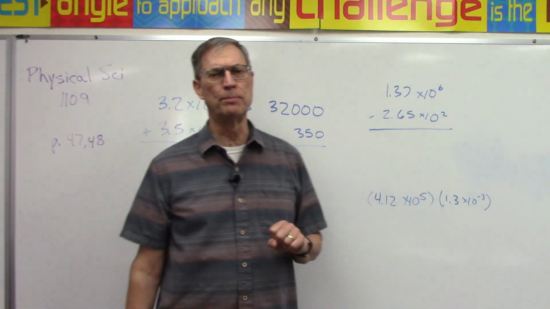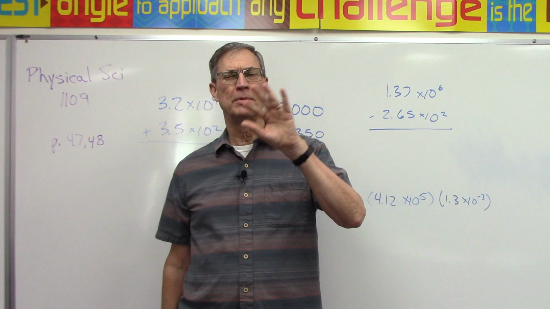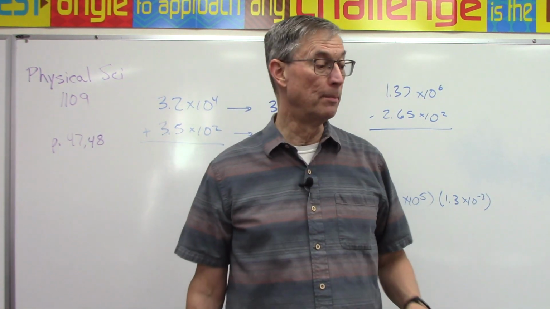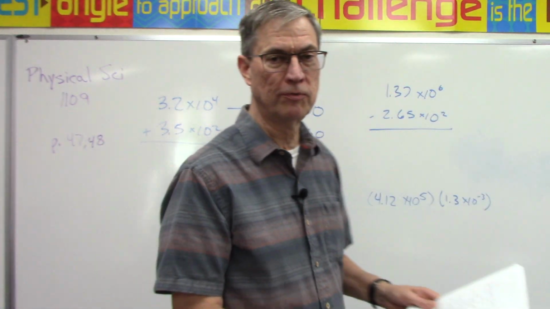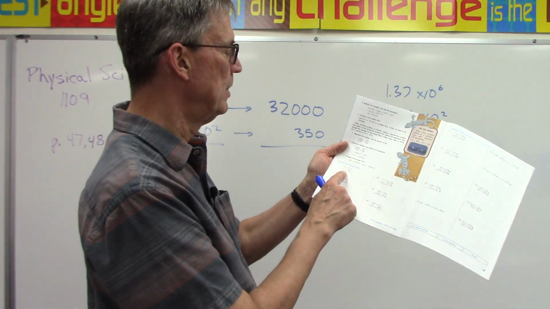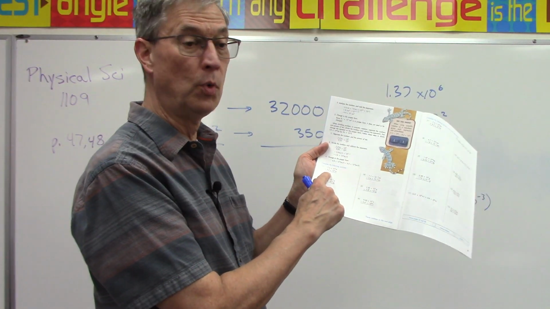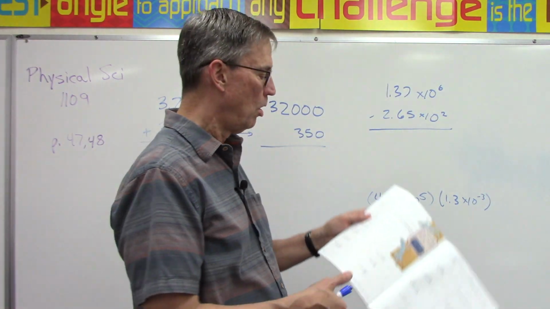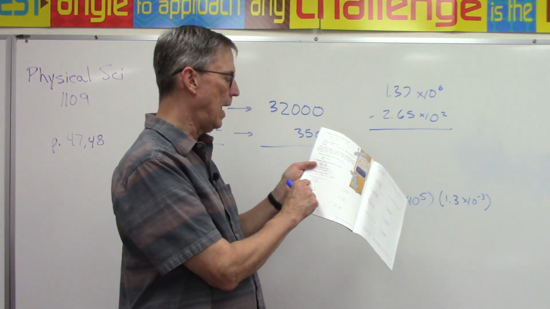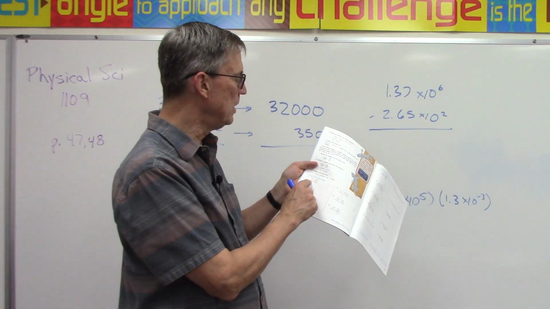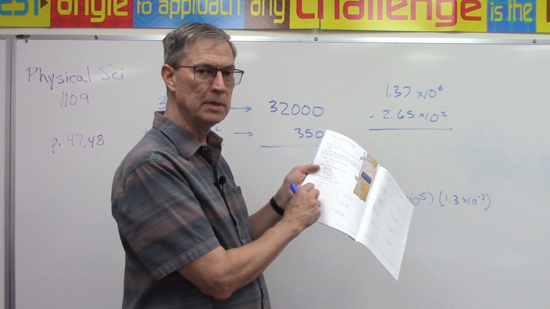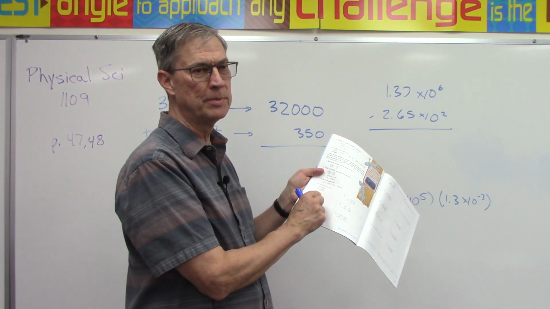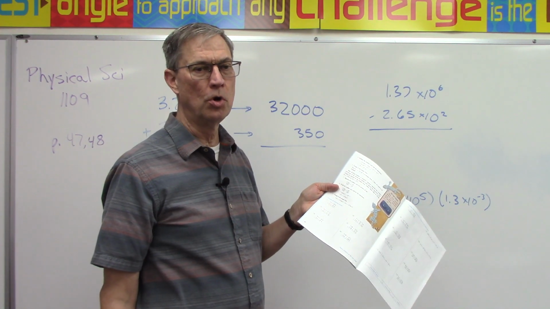Some of the problems have a number times 10 to, let's say, the 4th power, and the second number in the problem has times 10 to the 4th power as well. I'm looking here on page 47. In the very first activity, number 1, they are both to the same power. Well, that's easy. When they're the same, all we have to do is add or subtract, whatever the case may be, the mantissa. That's the two numbers out front. Then you just bring down the same times 10 to the 4th.